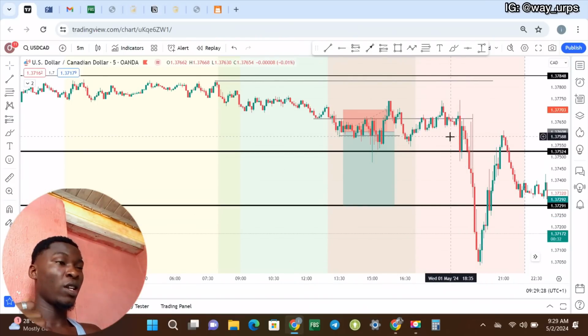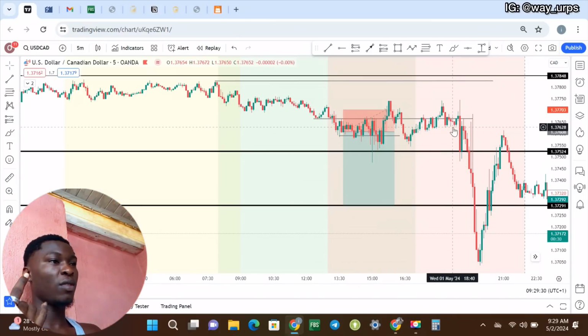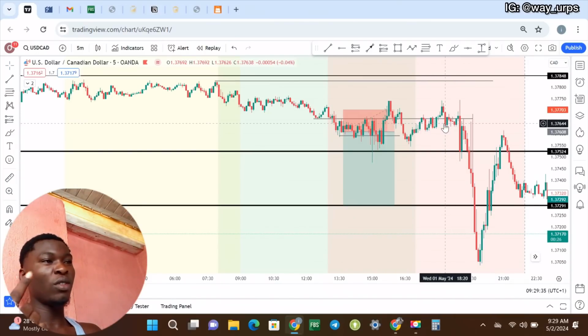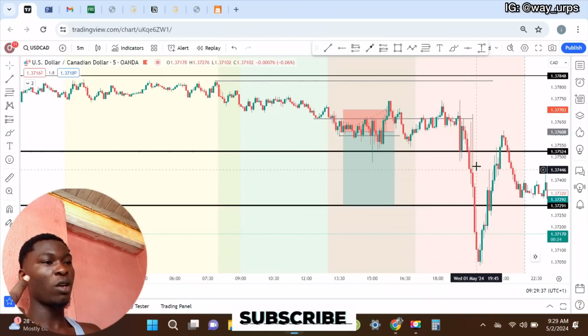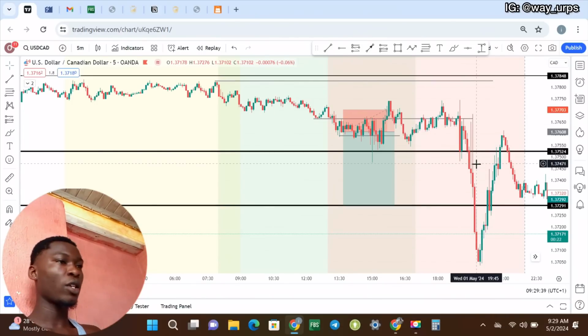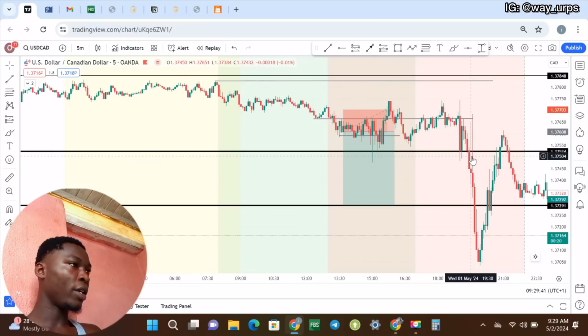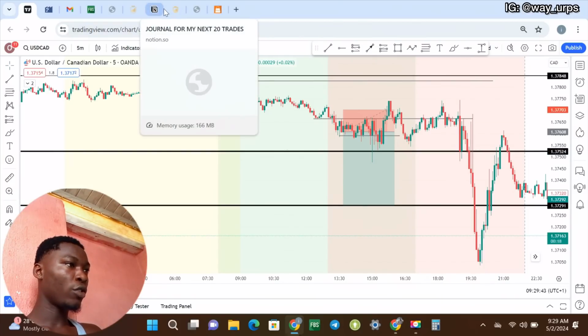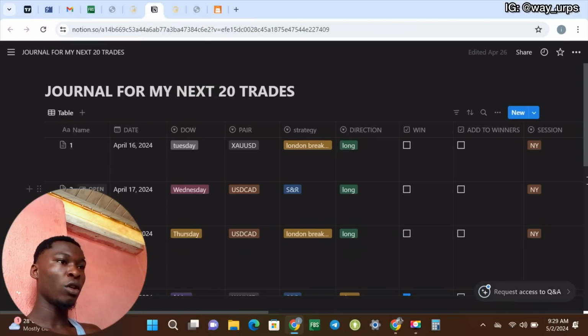So I didn't take this trade, and I would never, even if for any reason there was no news, hold any trade till around 7 o'clock. So that's one thing. But it's what it is. It played out. But now I want to document this trade here, so everybody will see how I document my trades.